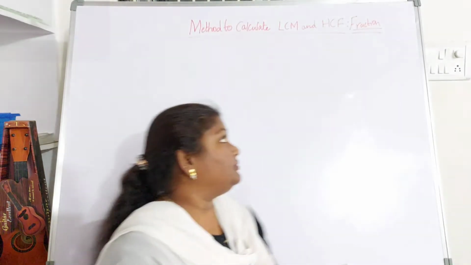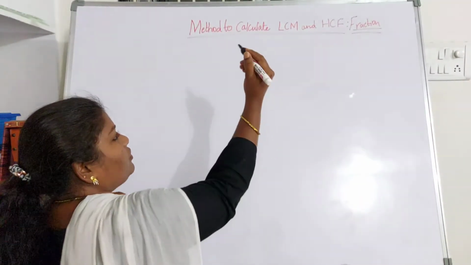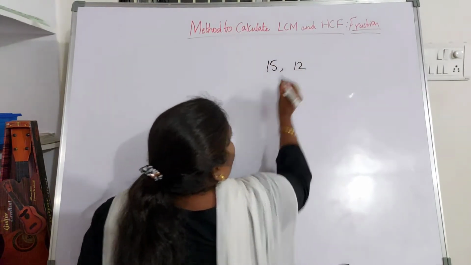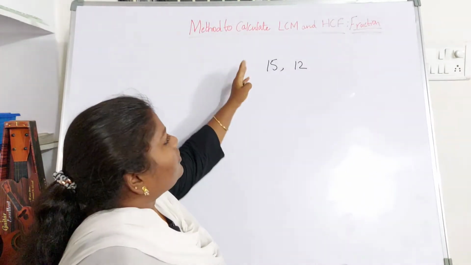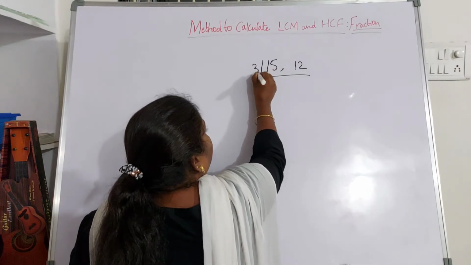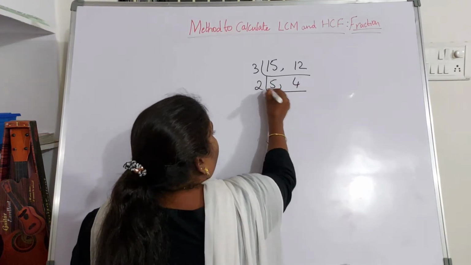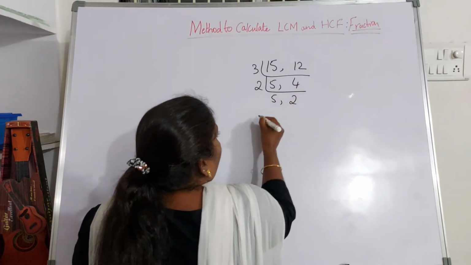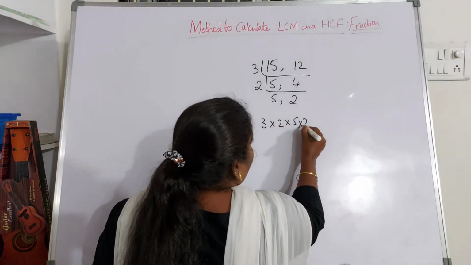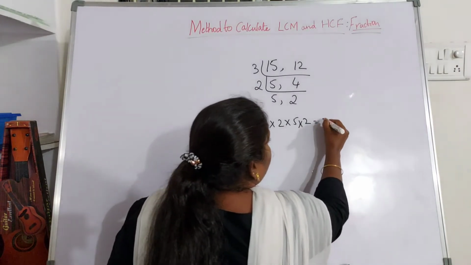So let's start. The method to calculate the LCM and HCF of a fraction. Normally, you know how we find the LCM. For instance, if I take 15 and 12, these are the numbers. If you want to calculate the LCM of it, you take the prime numbers: 3 5s are 15, 3 4s are 12, and it can still be divided by 2. You multiply these to find the LCM: 3 2s are 6, 6 5s are 30, 30 2s are 60.